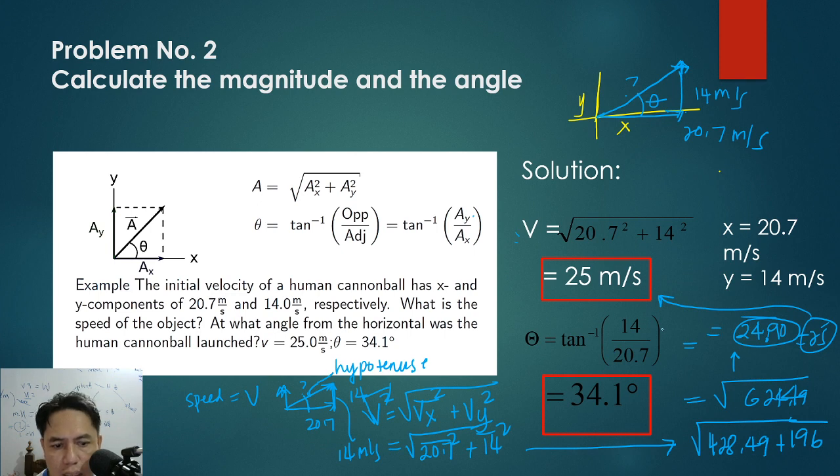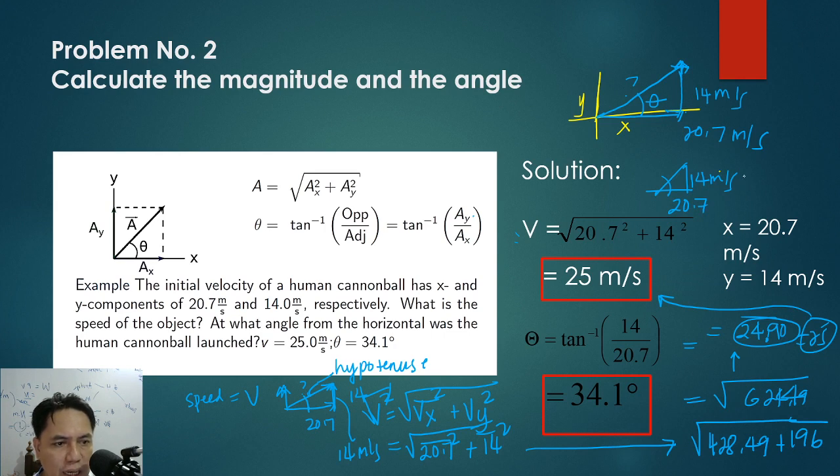How do we get the angle? We have this opposite side and the adjacent side, and we are asked to find the angle. Our opposite side is the y component, 14 meters per second, and the adjacent side is the x component, 20.7 here.